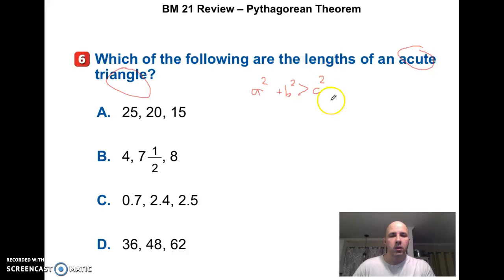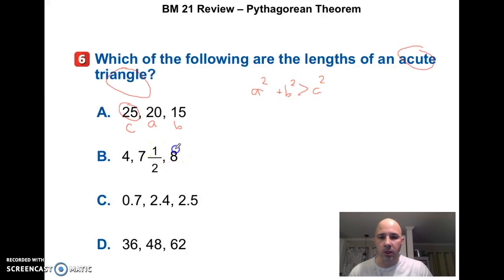Now you can use your notes, you can use the anchor chart in the back. So in this particular case, for letter A, what I'll do is make sure I first find out what the C value is. In this case, this will be your C value, not your A or B. Remember, your hypotenuse is always the biggest number. So I'll identify the C value. You could put down your A or your B value. Substitute those values. If it's greater than, it's acute.